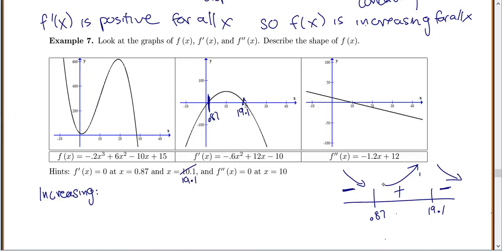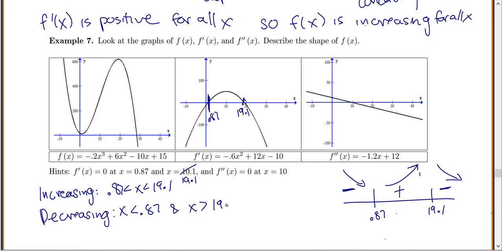Okay. So it looks like our original function is increasing for x between 0.87 and 19.1, and it's decreasing for x less than 0.87 and x greater than 19.1. Okay, now look at your original function. Does that match up? Here's my 0.87. Here's my 19.1, about here. So we were decreasing, then increasing, then decreasing. So that matches.